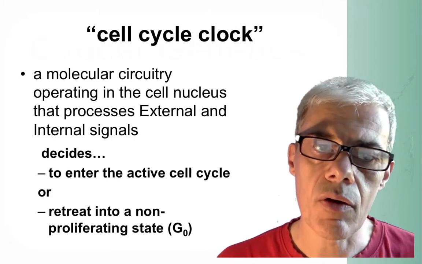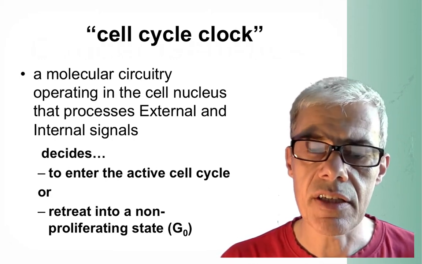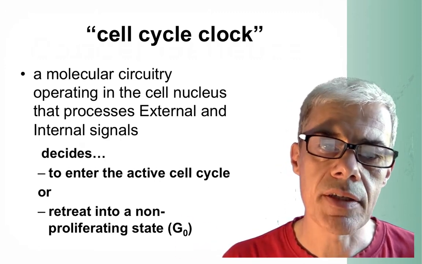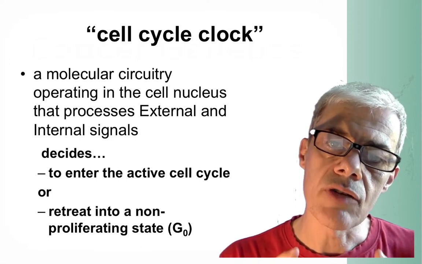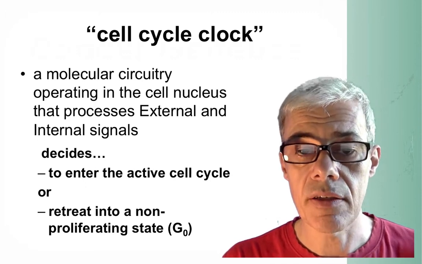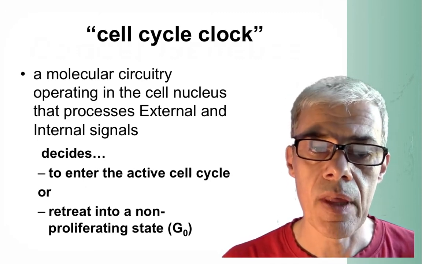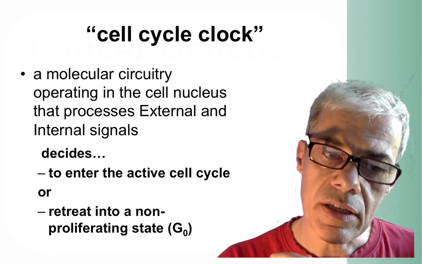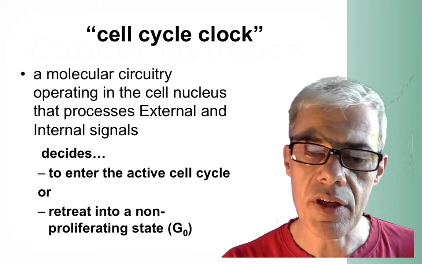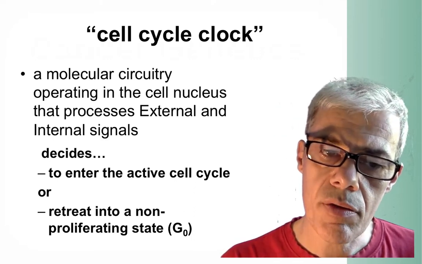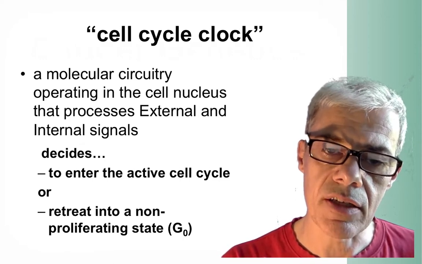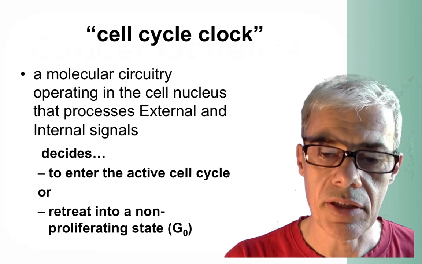So the cell cycle clock is a molecular circuit made up of proteins and expression of genes that operates, and the cell cycle clock is responsive to external factors such as growth factors and internal signals as well. And the cell cycle clock decides, if you want to think in those terms, whether to enter a new phase of growth or to retreat into a non-growing state, a quiescent, non-proliferating state referred to as G0.